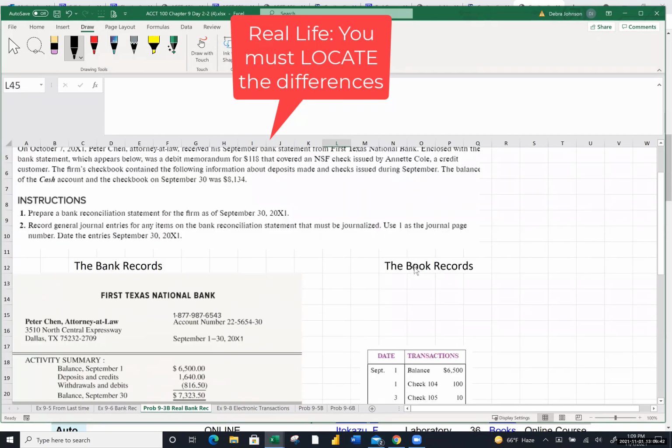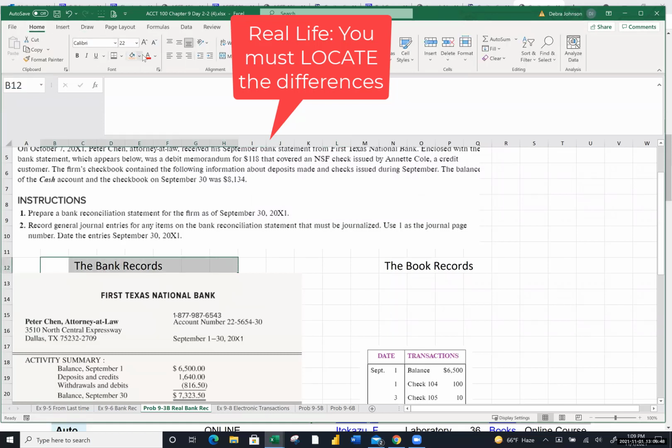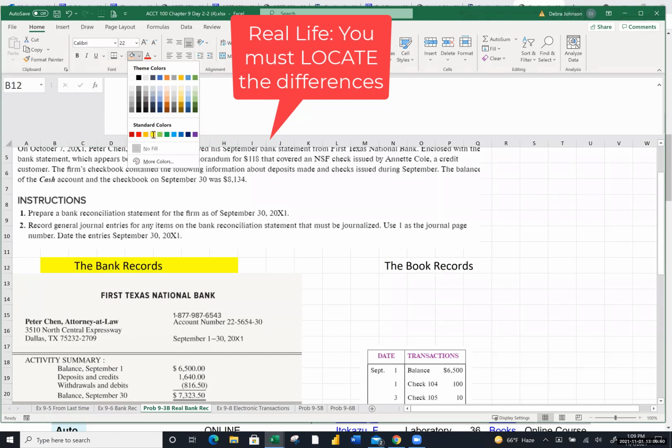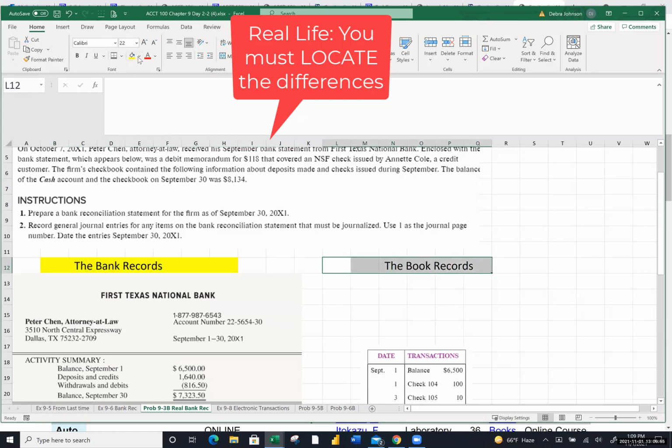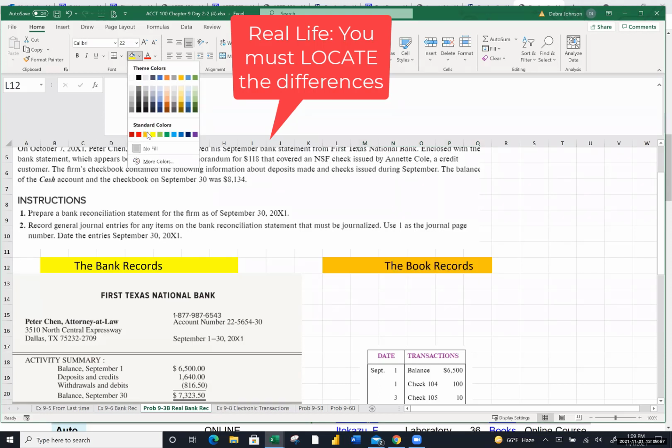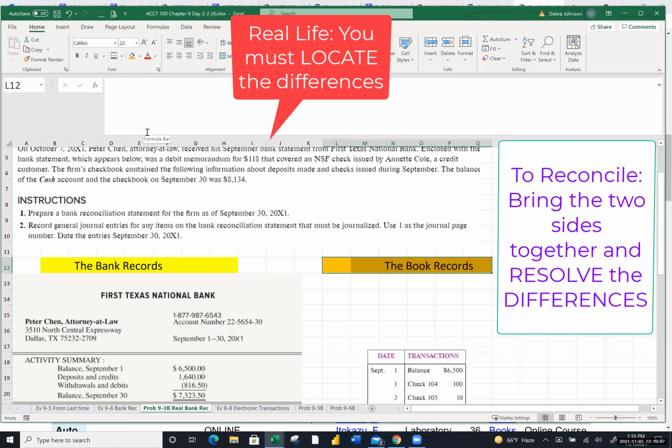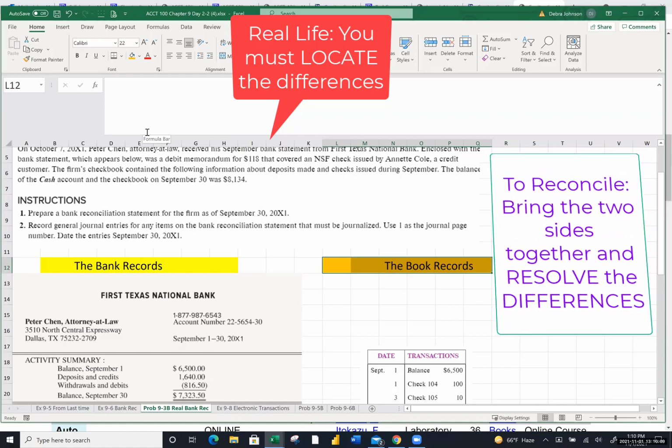So let me first differentiate. Oh, I already did. Here's the bank records on the left, and I tried to cram this all in on one Excel spreadsheet so we could work through it. And here's our records on the right. So we're going to read through this problem. Again, the big picture, our goal is to bring the two parties together and resolve any unreconciled differences.